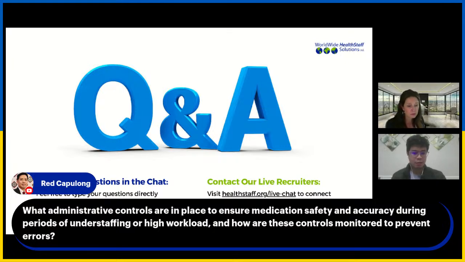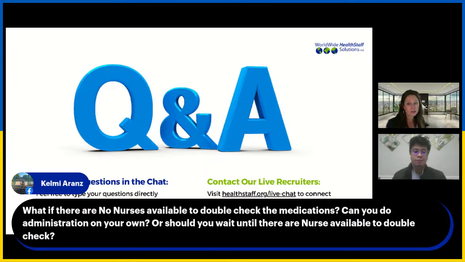Okay, thank you. Another question is from Kelmy. What if there are no nurses available to double check the medications? I think this is a follow-up from the question a while ago. Can you do administration on your own, or should you wait until there are nurses available to double check? Yes, for high-risk medications such as controlled substances, you must have another nurse. If you do not have another nurse, do you have a nurse manager or a nursing supervisor on the clinical unit? If they are not there, then you would wait until there was another nurse available to double check.